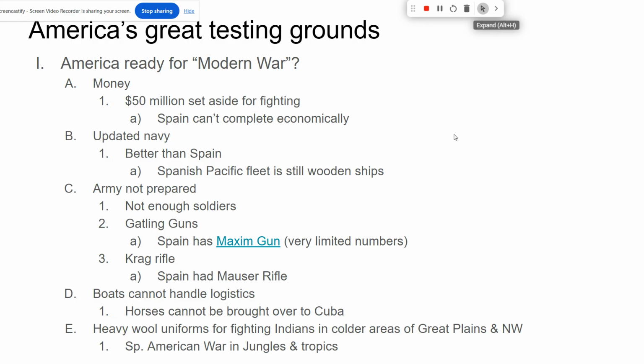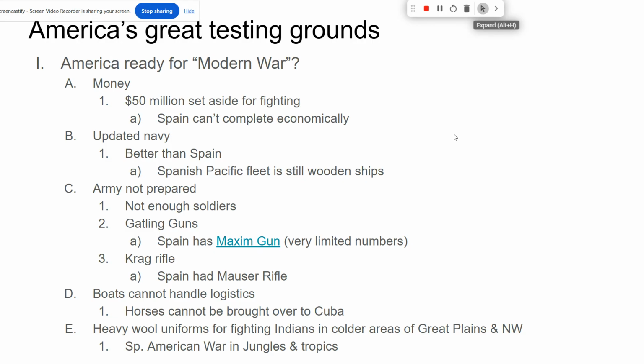The more significant difference is that it took maybe 1 or 2 seconds to load a Mauser and have it fully loaded and ready to go. It took about 10 seconds to 15 seconds to load the Krag. That makes a big difference when you're fighting.